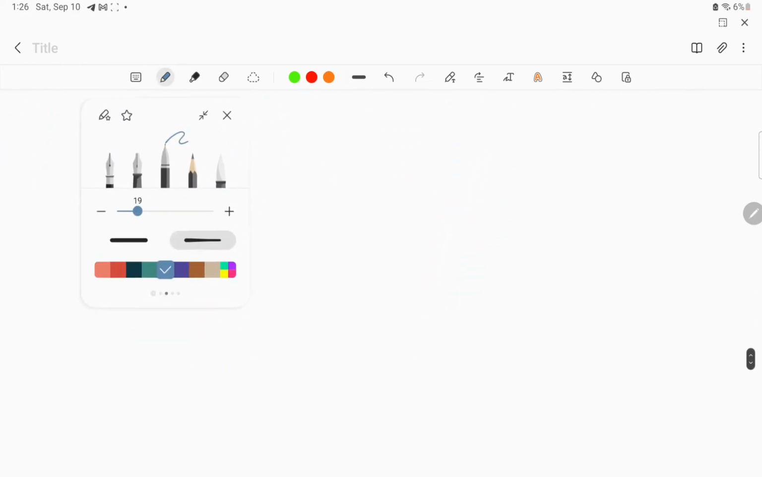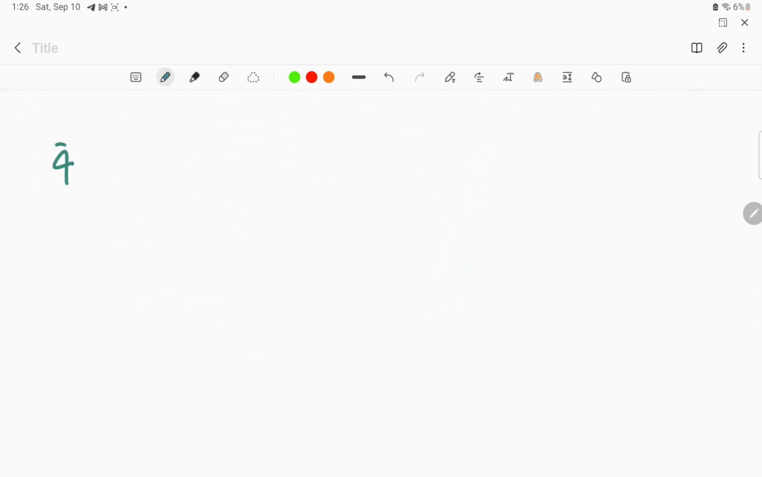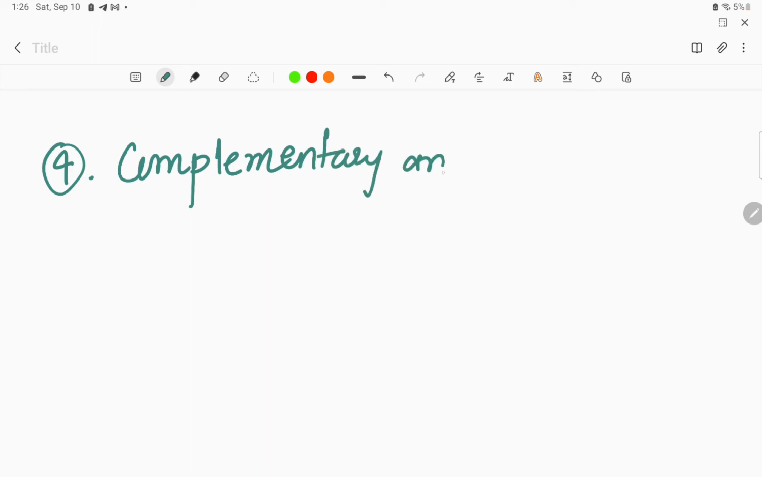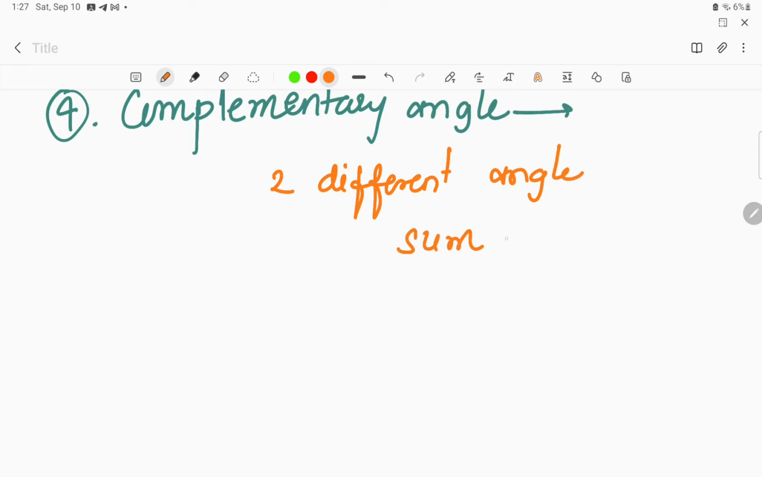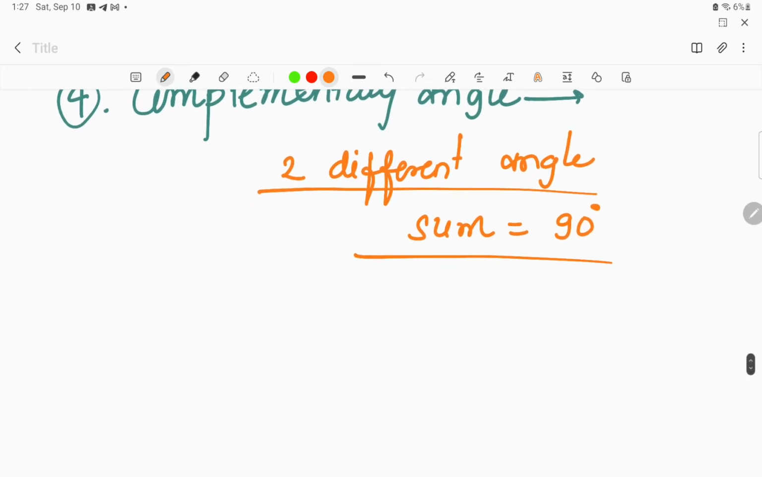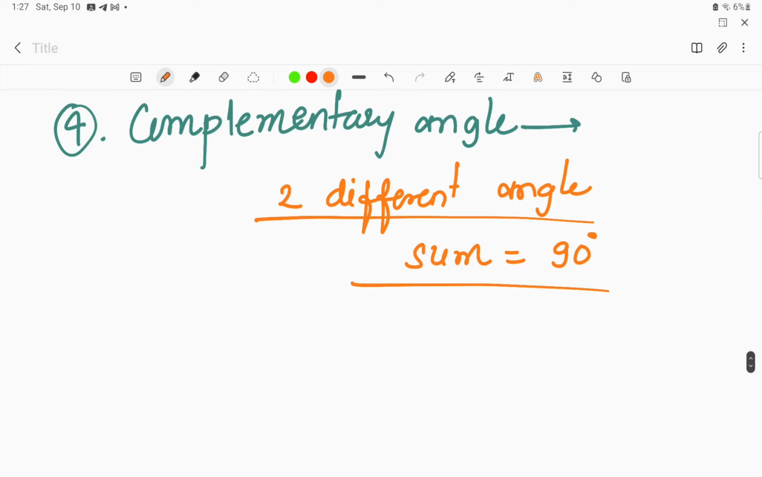Okay, so this was the third term. Now moving to the fourth term. Let us discuss the fourth term. The fourth term is complementary angle. Now what are the complementary angles? For explaining the complementary angle, when two different angles' summation is equal to 90 degree, then those angles are called as complementary angles. These two different angles are complement to each other. These are the complementary angles.